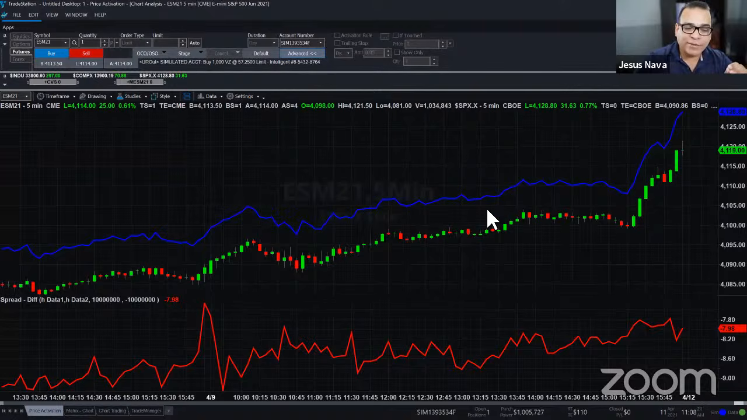The blue line that you see right there is the S&P index. Of course, the futures is based on the index and all the stocks that make up the S&P 500. So it makes sense to maybe think of a trade that takes those two symbols into consideration.